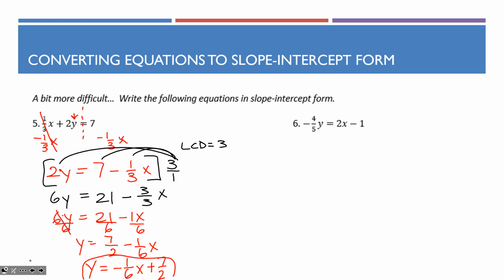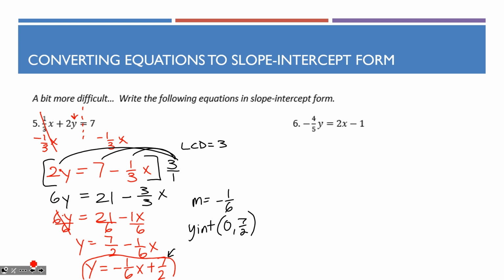Now, it's okay that I have a fraction. If I wanted to identify the slope, it's y equals mx plus b. So the slope is negative 1/6. My y-intercept is still this b value, 0 comma 7/2. That b is allowed to be a fraction.